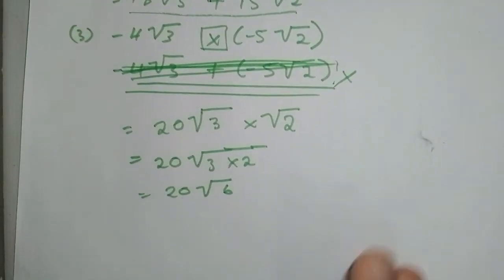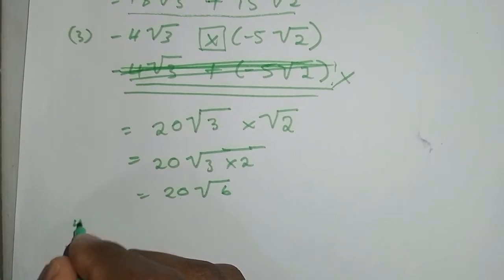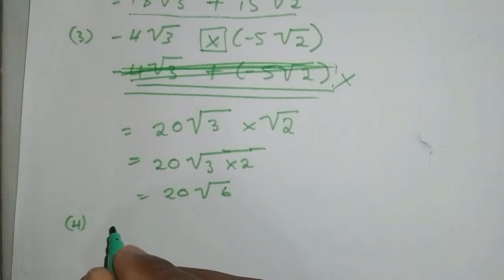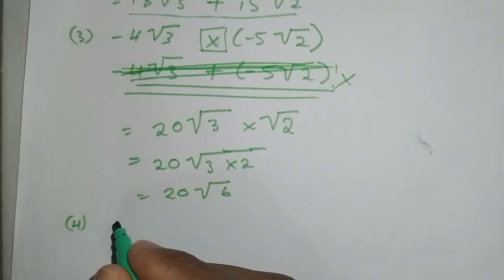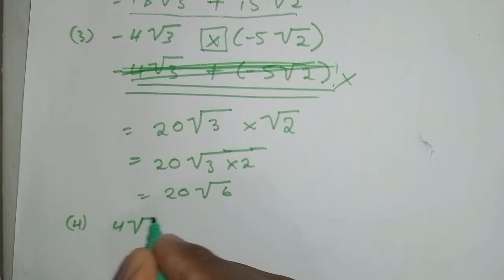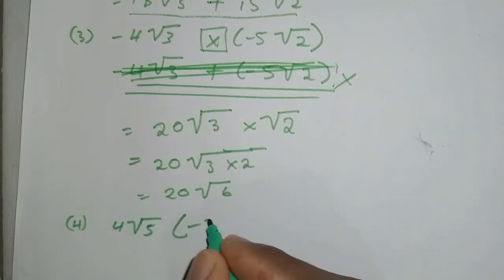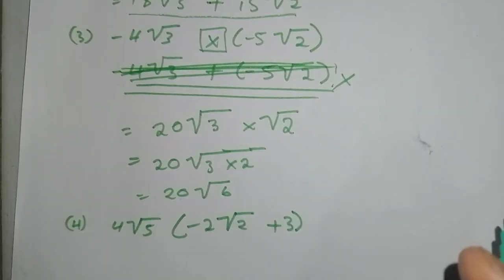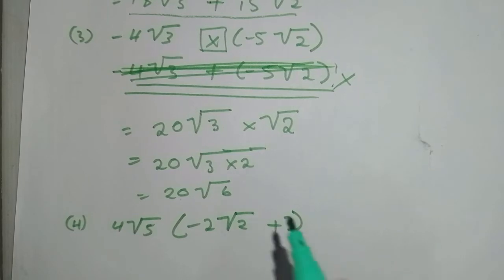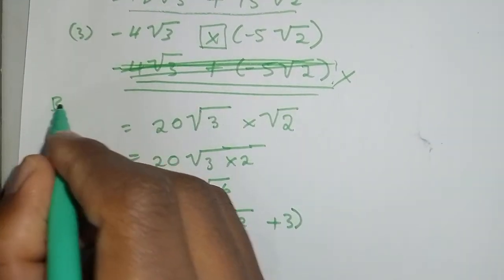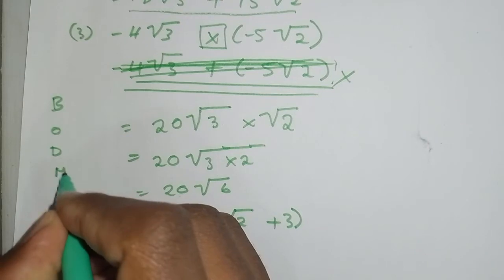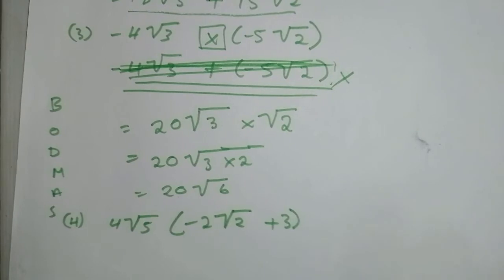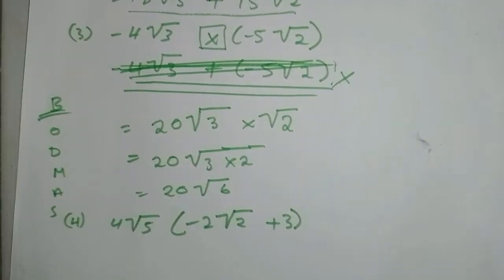Then you have the next question that says you must simplify. This question says you have 4 root 5 into negative 2 root 2 plus 3. Remember, BODMAS says deal with the bracket. BODMAS says you must deal with the bracket, right? Make sure you remove the bracket. That is the first step that you need to do. Make sure in your expression you don't have a bracket.